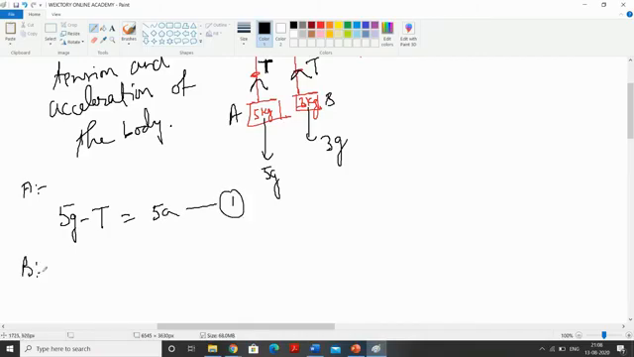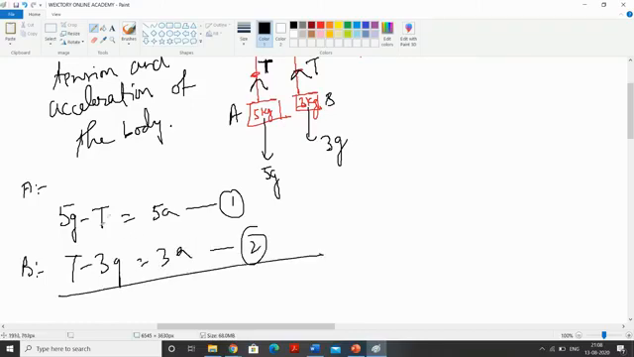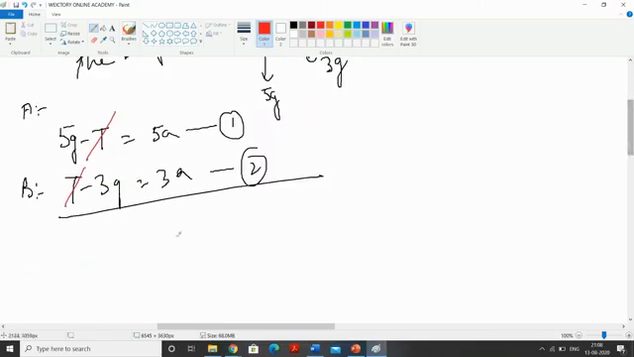For B, this goes up, it means tension is more than 3g. So T minus 3g is equal to 3a. This is equation number 2. Now we need to simplify this. If you add them, tension gets cancelled out, and 5g minus 3g is 2g, and 5 plus 3 is 8, so 8a.